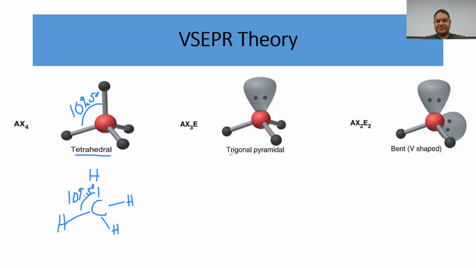All right, now, the next one is a trigonal pyramidal. We still have 4 domains, right? 1, 2, 3, 4, but one of them is a lone pair. So what are those lone pairs going to do to the angles between these bonds? Well, it's going to make them smaller. How much smaller? Well, it's going to go from 109.5 to 107 degrees, okay? So 107-degree angles. As a result, we get a trigonal pyramidal. An example of a trigonal pyramidal would be ammonia.